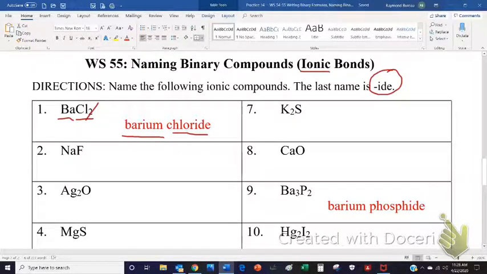All right, number 9 I've already finished. Here's Ba again. Barium, since it's ionic bond, we don't say tribarium, just barium. So we can kind of ignore the subscripts when we're simply turning these ionic bonds into their words. P is phosphorus, but remember it becomes phosphide. So this answer is barium phosphide. All right, I'm going to clear this off. We'll do a couple more.